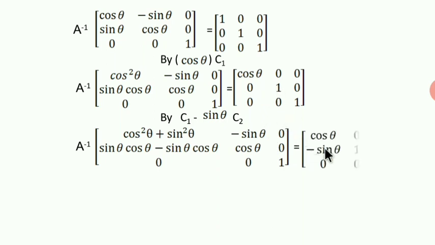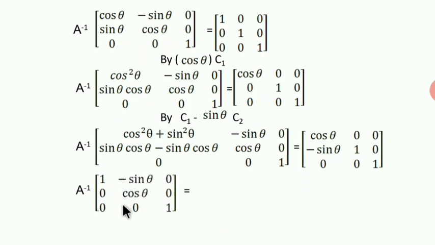So cos theta, here 0 minus sin theta is minus sin theta, and 0 minus 0 is 0. Second and third columns as they are again. Now we know cos square theta plus sin square theta is 1 and this value is 0. So now this becomes A inverse multiplied by the matrix, column wise, 1, 0, 0, minus sin theta, cos theta, 0, third column 0, 0, 1, is equal to, again column wise, the matrix cos theta, minus sin theta, 0, 0, 1, 0, 0, 0, 1.